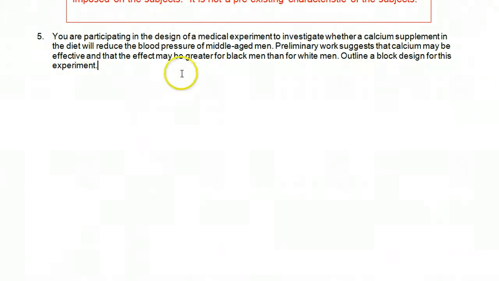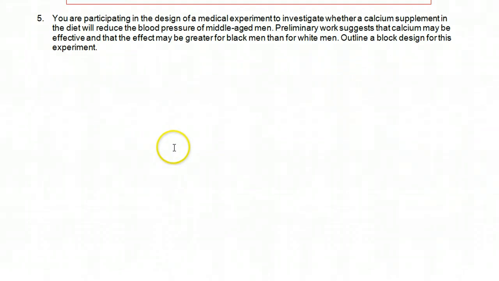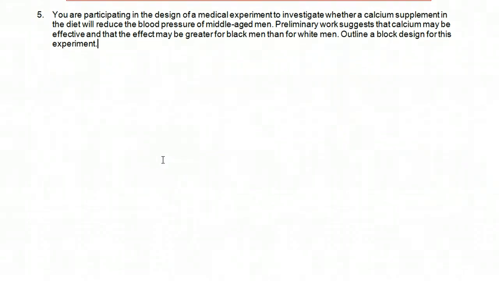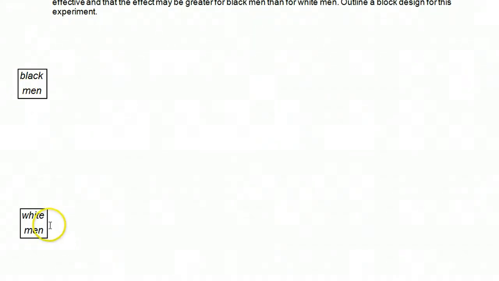So, since they've already noticed that the effects may be different for black men versus white men, then it would make sense to create a block for black men and a block for white men, and run the experiment separately as a block experiment. Okay, so we'll start off with the two blocks, black men, white men. Begin with the blocks.